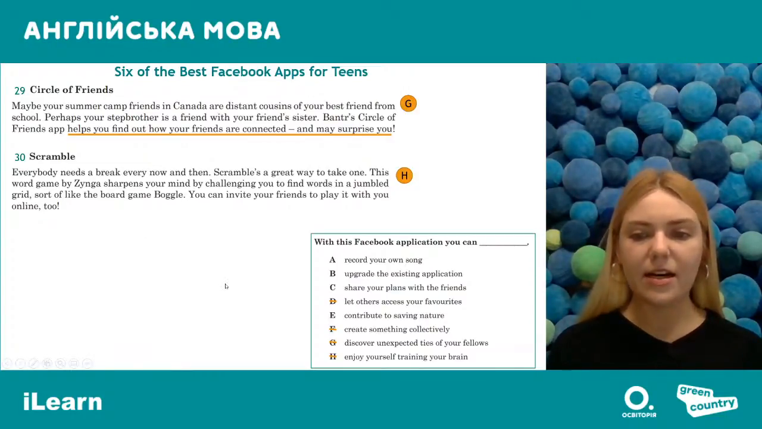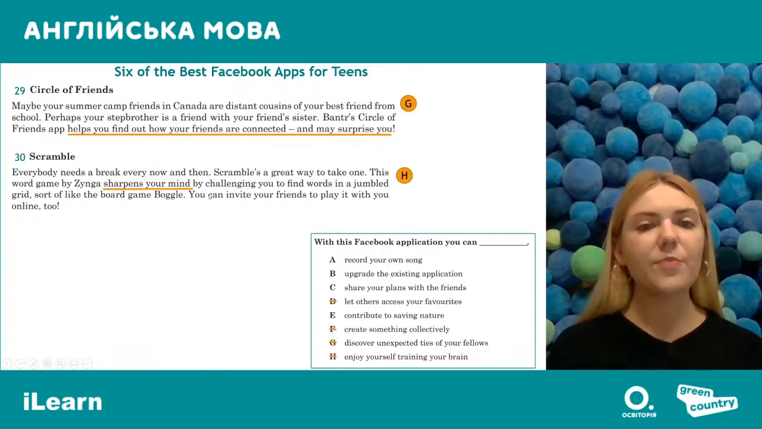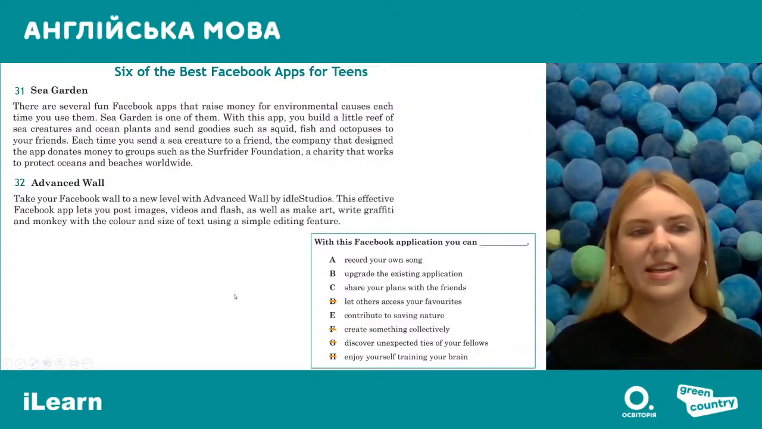And the keywords are: it sharpens your mind. If it sharpens your mind, it means that you train your brain. Brain and mind are synonyms in this case. So again, synonyms help us. And now 31 and 32. We have only 4 options left. So let's start with 31.